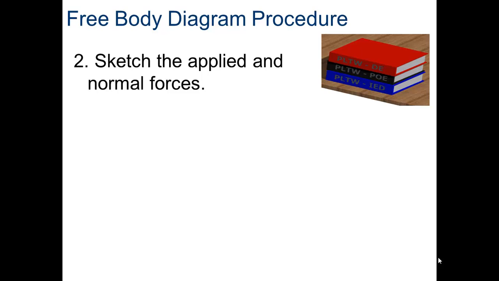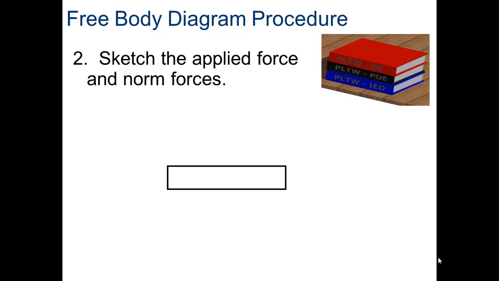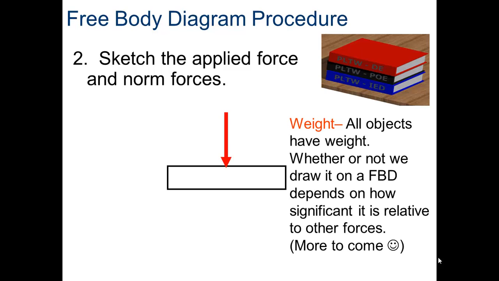The next thing that we want to do is sketch any forces that are applied and any normal forces that exist. A normal force by definition is just a support force. So when an object is in contact and is supported by a second object, it can be replaced by a normal force or the support force. It's always going to be perpendicular to the surface of the second object. So we want to sketch the applied force and normal forces acting on that digital electronics book.